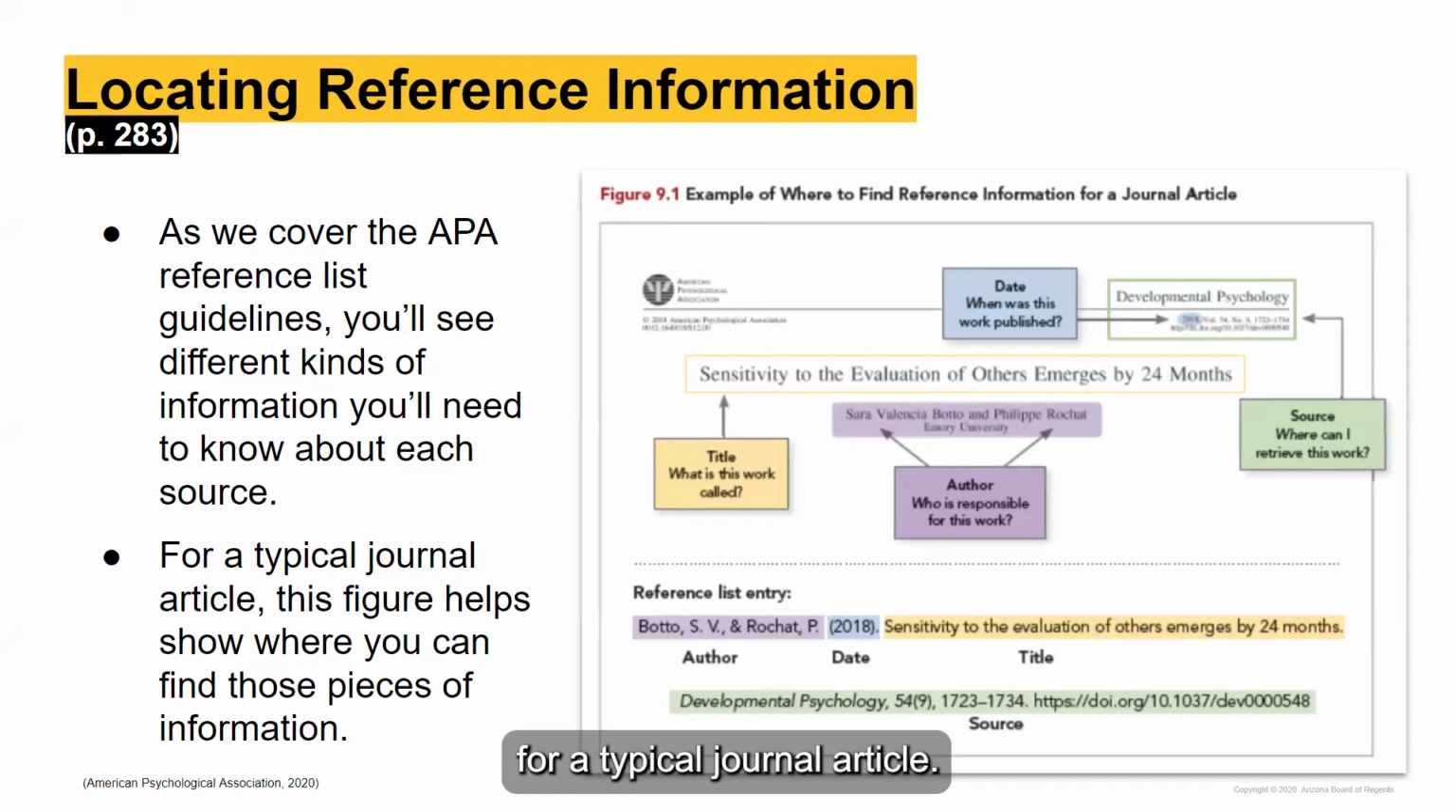For a typical journal article, this figure helps show where you can find those pieces of information. You'll see listed here the title, the date, the author, and the source. These are the four major elements for all APA references.